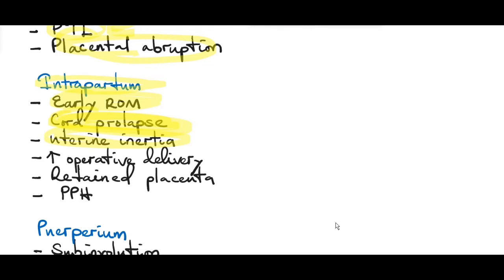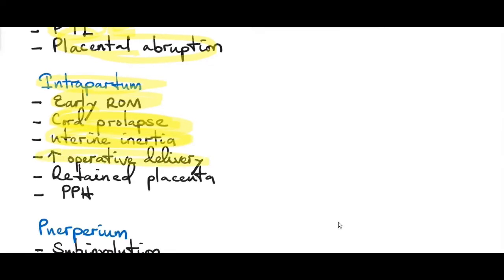Remember that in polyhydramnios you have overdistension of the uterus, and one of the complications of overdistension of the uterus is uterine inertia. There's also increased operative delivery. Why? Because of too much manipulation, maybe due to malpresentation and also due to artificial rupture of membranes. And also increased operative delivery may be due to a retained placenta. A retained placenta is a complication of polyhydramnios as well as it also increases operative delivery.